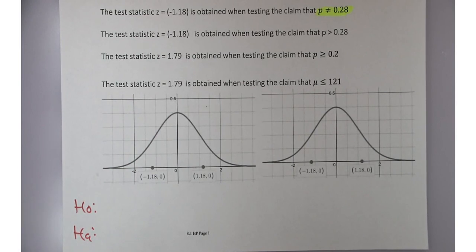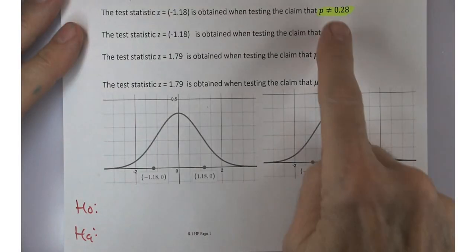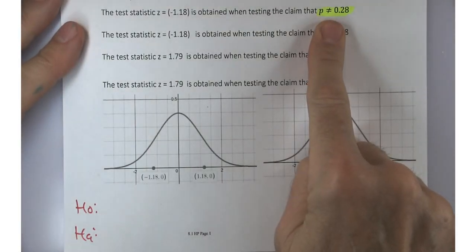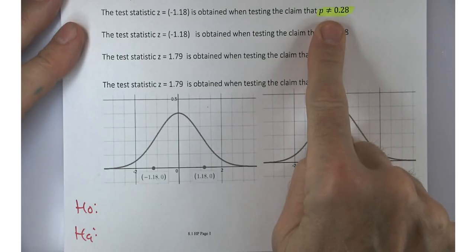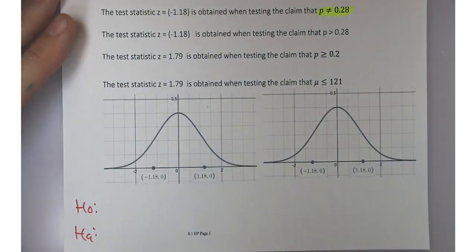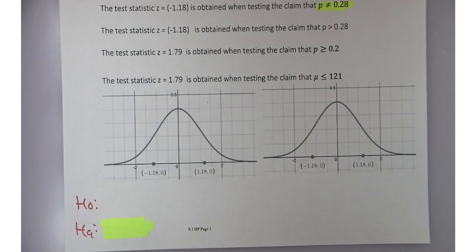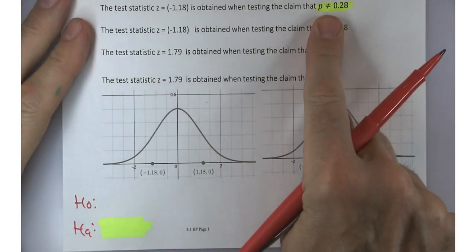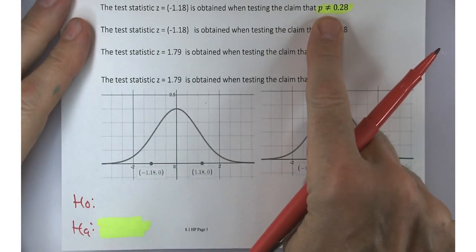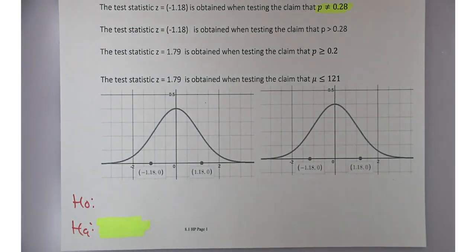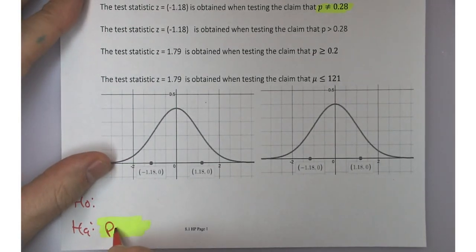Ian, by the window, what's your guess? You get a 50-50 chance if you're not sure, so take your best shot. Is this going to be part of the null or alternative hypothesis? Yeah, well done. HA. Why HA? Yeah, it doesn't have the possibility of equality. So if it doesn't have the possibility of equality, that's it. That's the alternative hypothesis. P is not equal to 0.28.